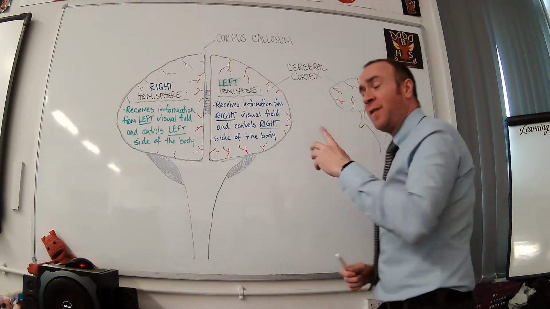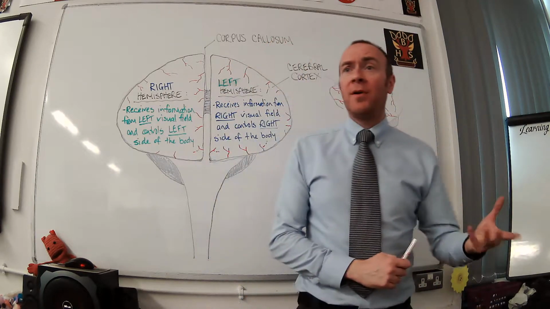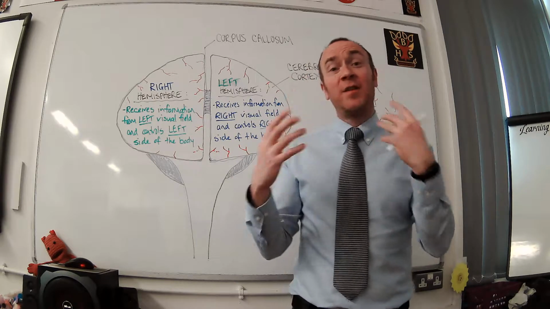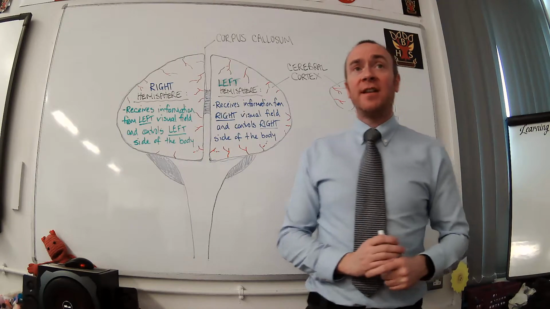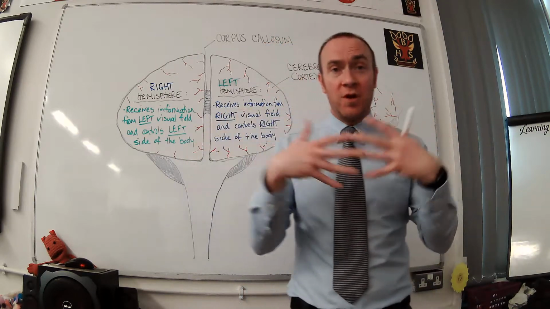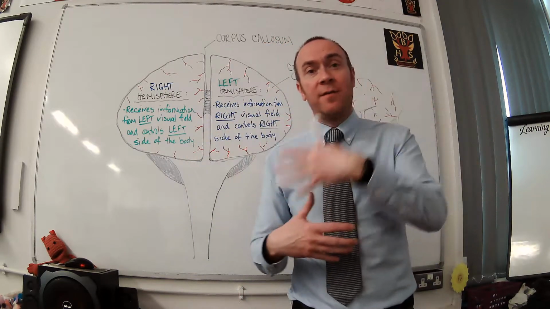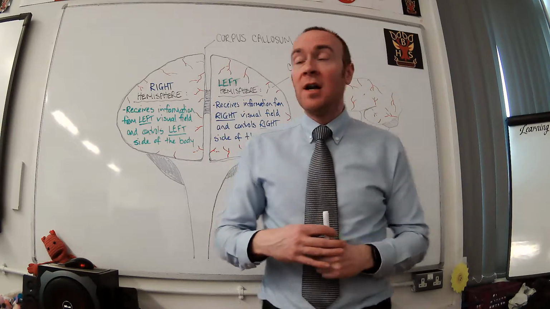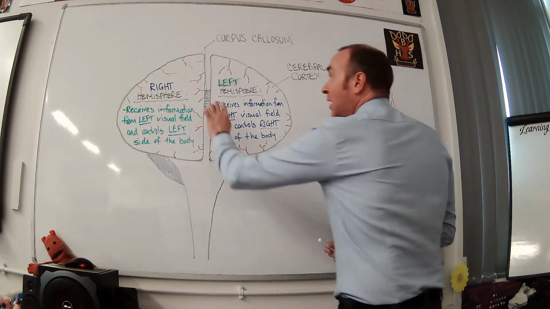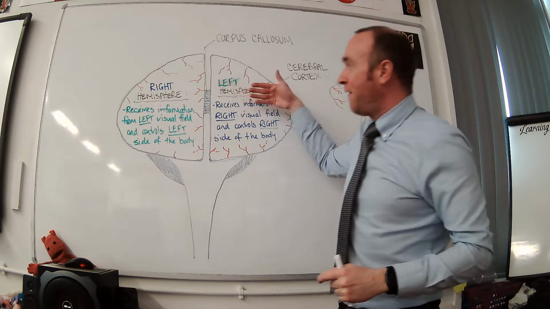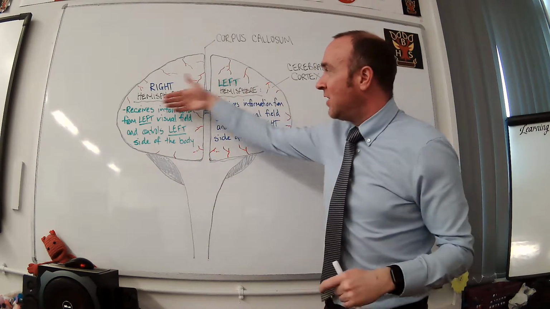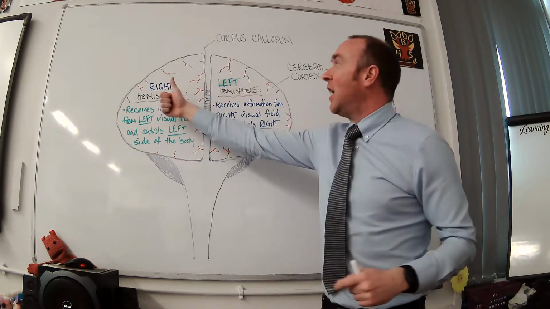Now, in order for that system to work properly, the 2 sides of the brain have to be able to talk to each other. Your right side of the brain and your left side of the brain have to be able to communicate. There have to be signals sent from one hemisphere to the other. And in order for them to do that, you have a very large, very thick structure filled with neurons buzzing information between the 2 hemispheres.